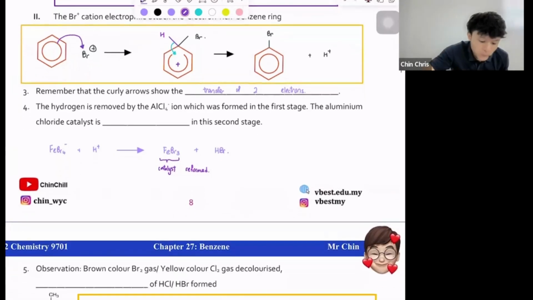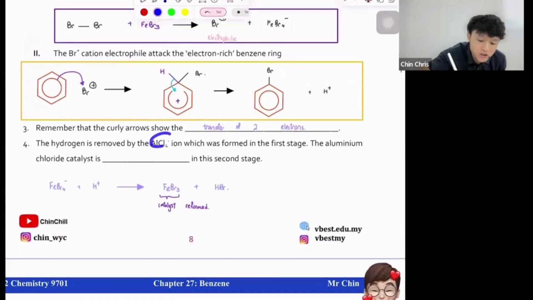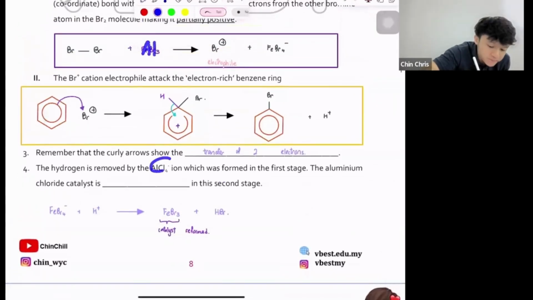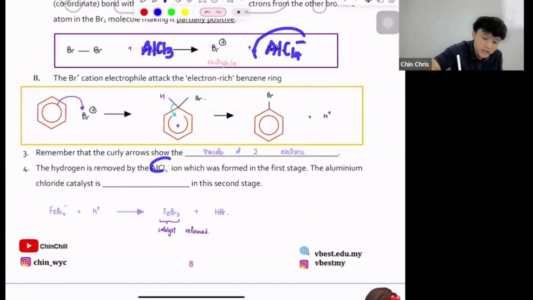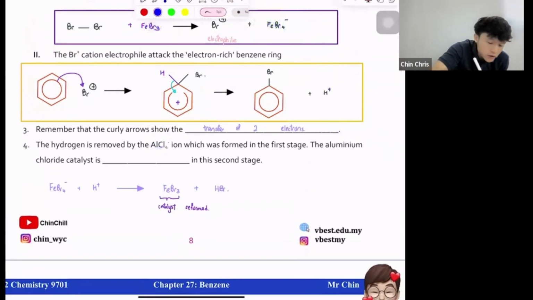Alright guys, let's go. So if you use AlCl3, it forms AlCl4 minus, right? Then you can take this AlCl4 minus, react with H plus, forming AlCl3. Okay. So eventually your catalyst is always regenerated in the second step.